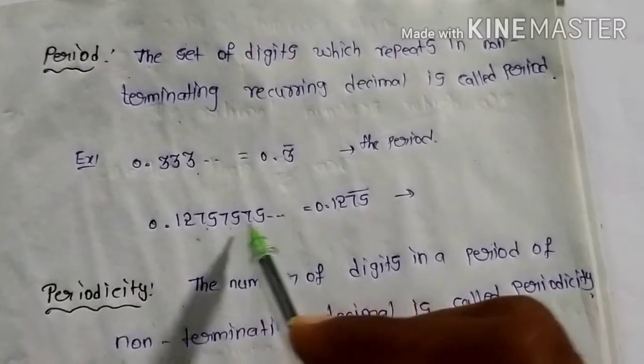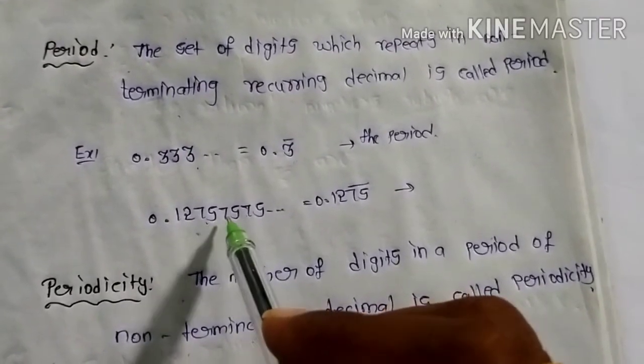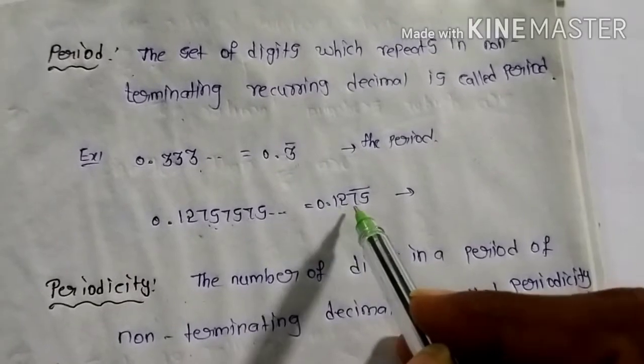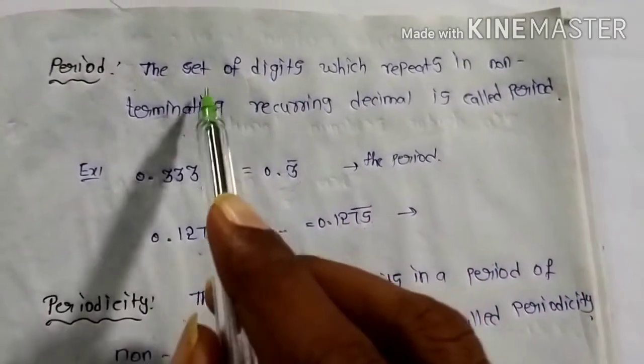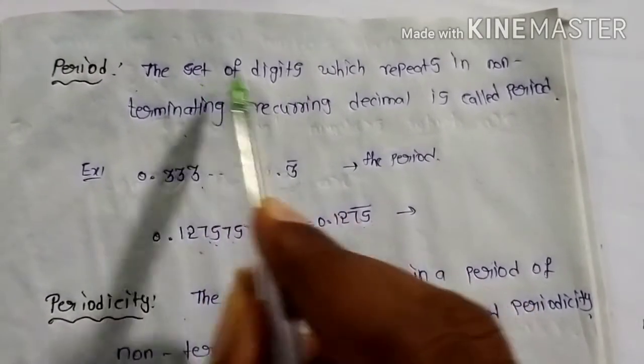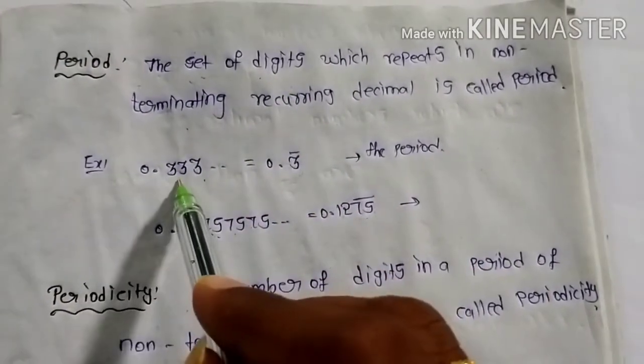0.12757575 and so on. That means here, once you observe, 75 is repeating or not. So can I write here 0.1275 bar. You can put a bar on whichever numbers are repeating. See here, what they mention here, the set of digits, here 3 is repeating or not.